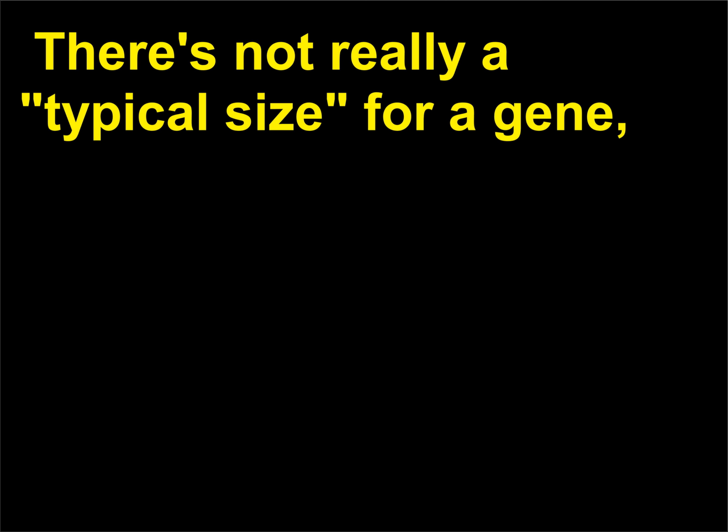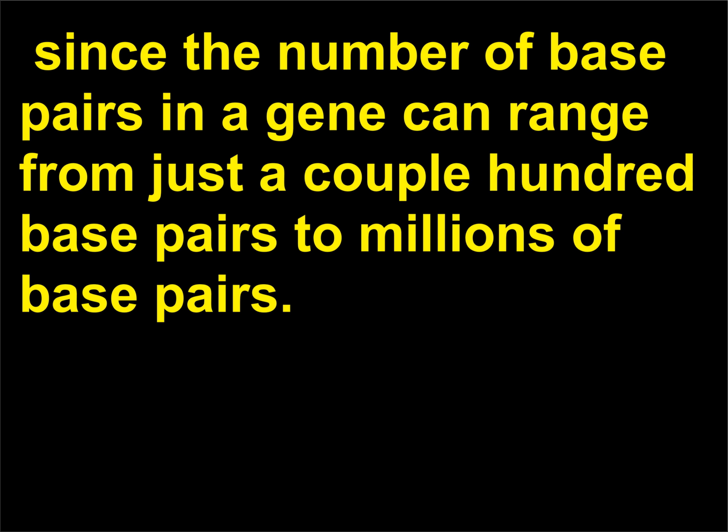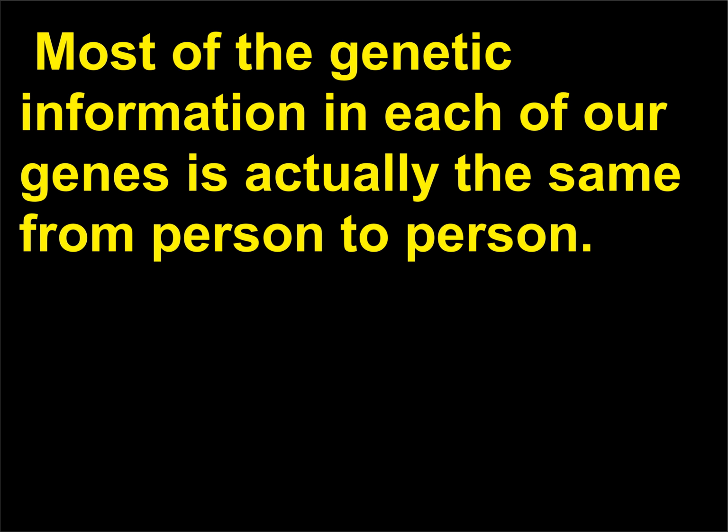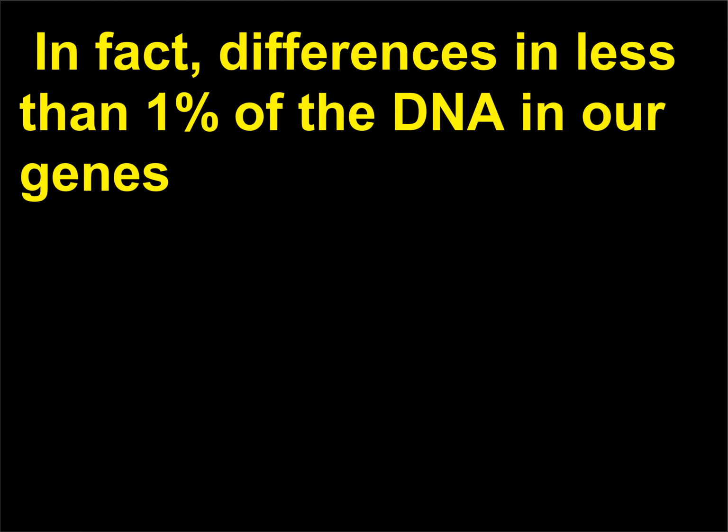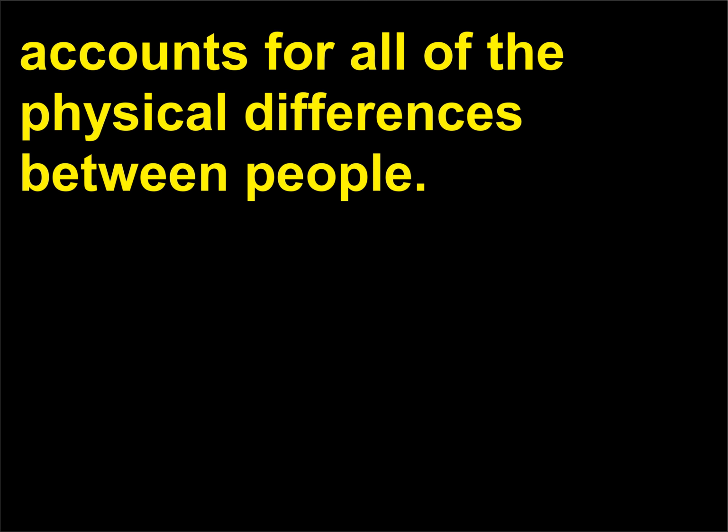There's not really a typical size for a gene, since the number of base pairs in a gene can range from just a couple hundred base pairs to millions of base pairs. Most of the genetic information in each of our genes is actually the same from person to person. In fact, differences in less than 1% of the DNA in our genes accounts for all of the physical differences between people.